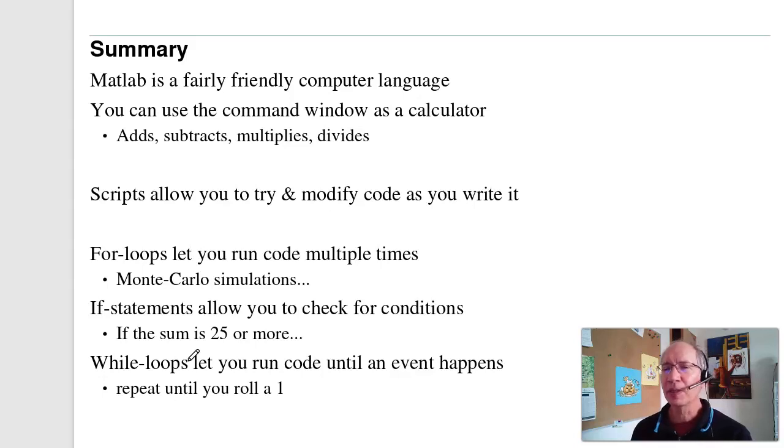As a programming language, I can do for loops. That'll let you run a set of code a fixed number of times. For example, I could do a Monte Carlo simulation. I can use if statements. If statements let you execute a certain set of code if a condition is satisfied, such as if the sum is 25 or more. And there's also while loops. I run a set of code until an event happens, like repeat until you get a 1.